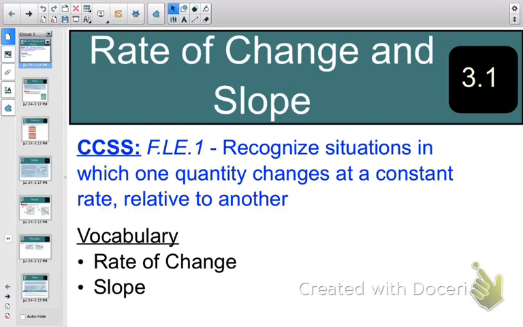Alright, Chapter 3 is all about exploring more about linear functions. So we're going to start off with a little review, which is about rate of change and slope. I know we already talked about this year, but it's always good to review.